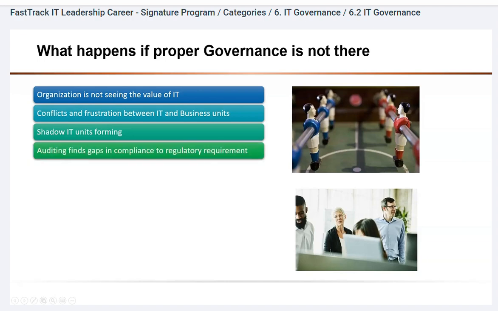Auditing finds gaps in compliance with regulatory requirements. If governance is not there, maybe the policies are not followed properly and proper controls are not there in terms of security or regulatory requirements.